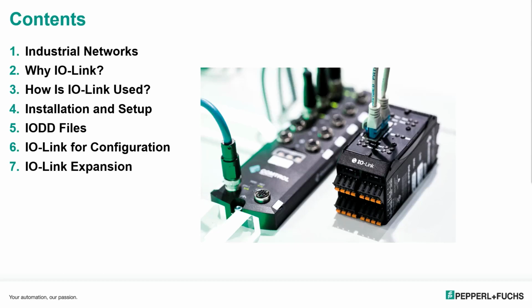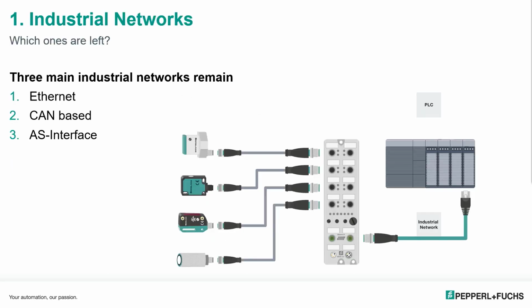Okay, here are some of the topics I want to discuss today. I not only want to talk about why and how IO-Link is used, but where it fits in industrial networks and industrial automation. Once we do that, I want to go step by step through the installation and setup of IO-Link and talk about the three ways IO-Link is used, and that is control, configuration, and IO-Link expansion.